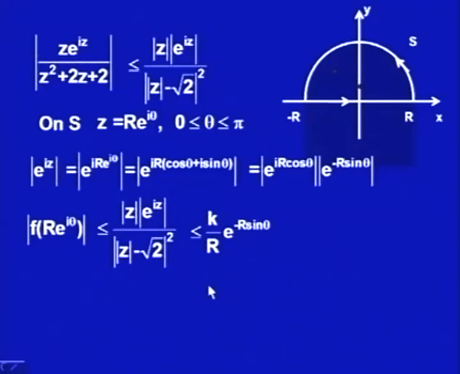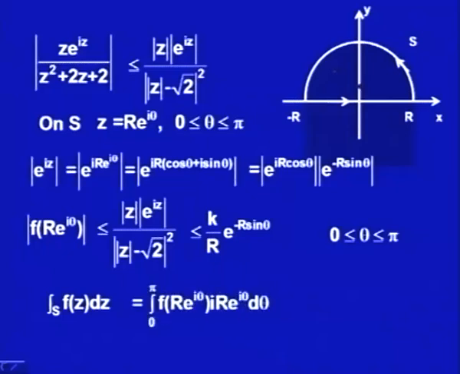Let us use this finer bound. Now we are writing the integral over S of f z d z. If I represent it in parametric form, we could write it as a line integral from 0 to pi of f of r e to the power i theta times, if you remember, if z is equal to some z of t, then you write it as f of z of t and then z dash t dt. So here we write z dash theta d theta, so it is i r e to the power i theta d theta.